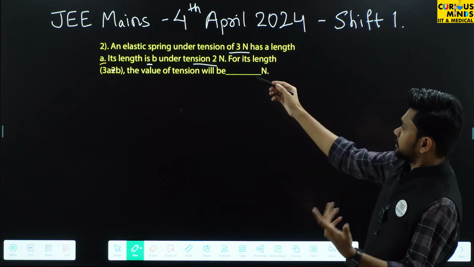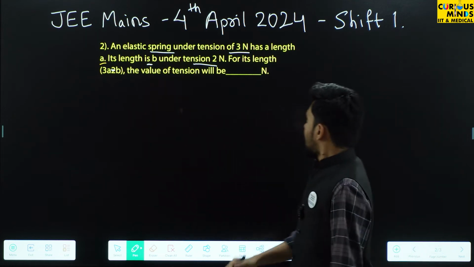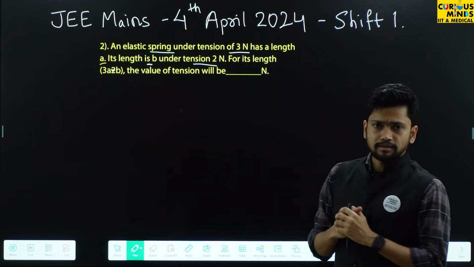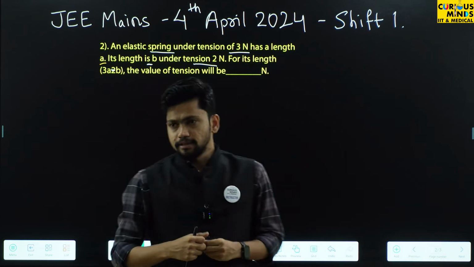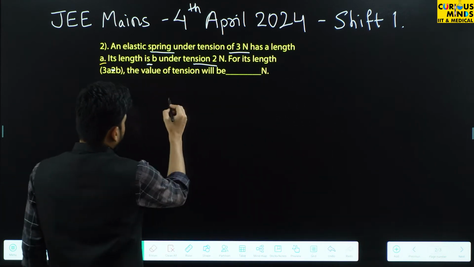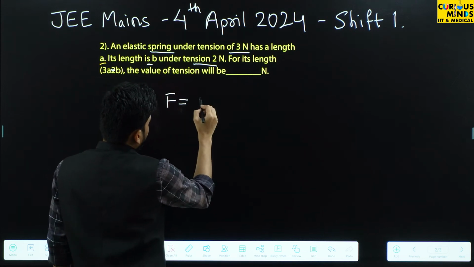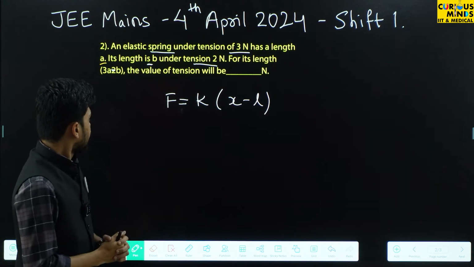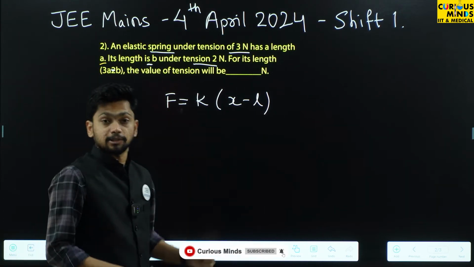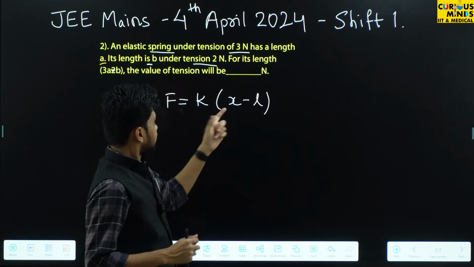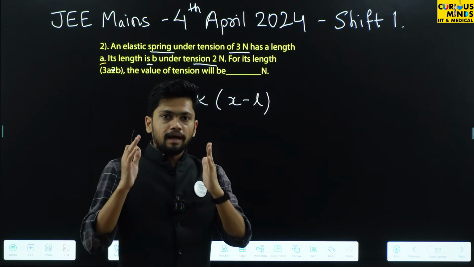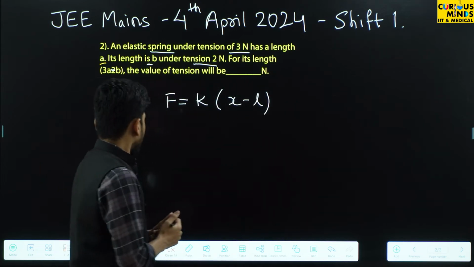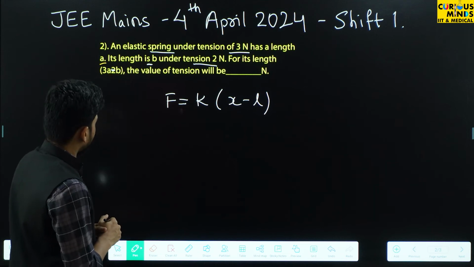Because it's an elastic spring, and we are applying forces, and there is this extension of the length, the formula that naturally comes to our mind is the spring force formula: F is equal to K into (x minus L). Here F is the force, K is the spring constant of that elastic spring, x is the corresponding length, and L is the length of the spring, called the equilibrium length, when there is no force applied.